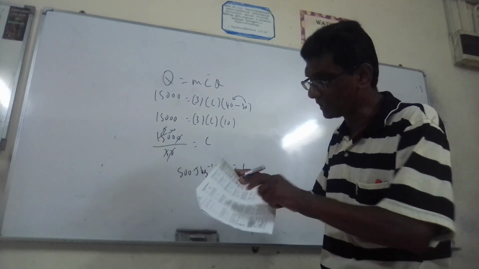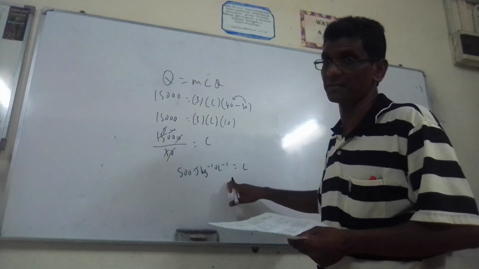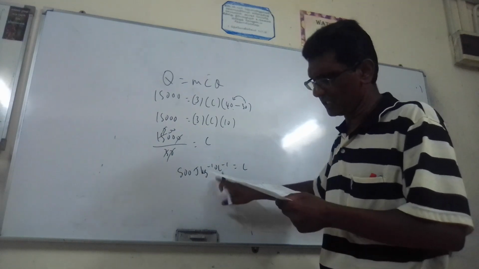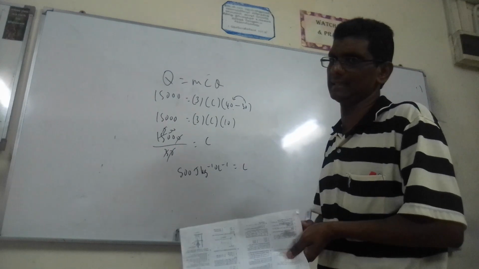Because the unit is given there, the 500 joule per kilogram per degree Celsius, the answer is 500. So the specific heat capacity of the material is 500 joule per kilogram per degree Celsius. Okay.